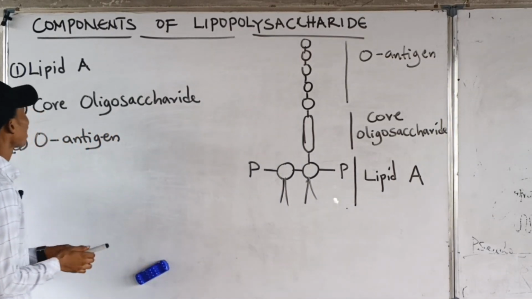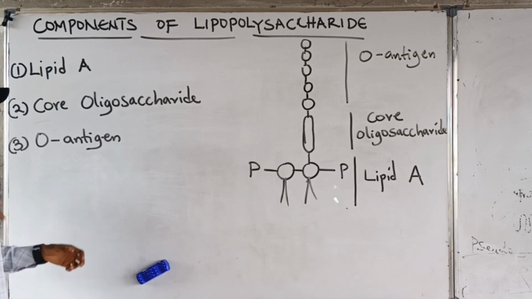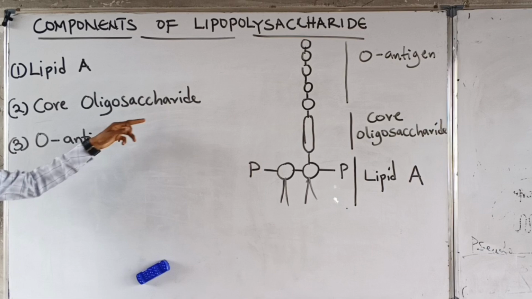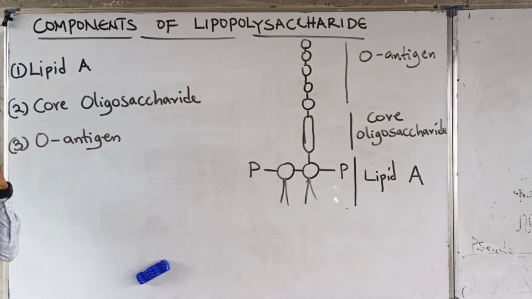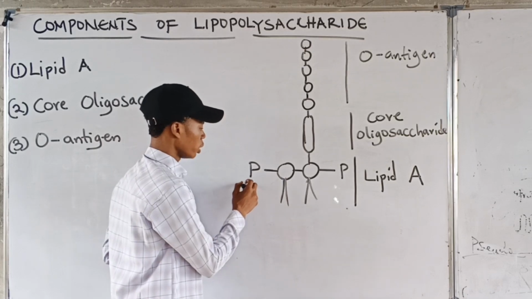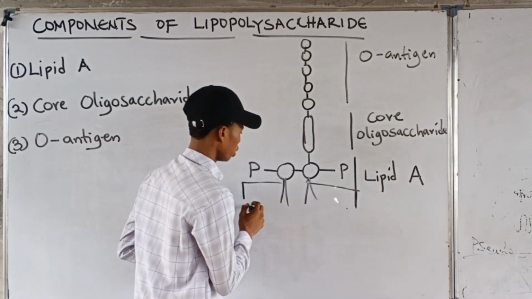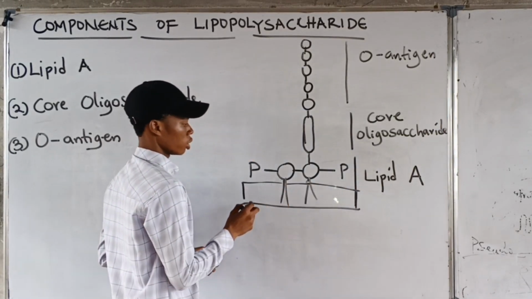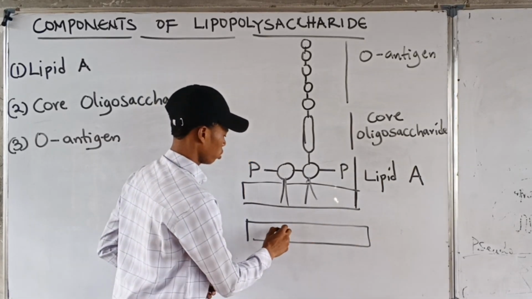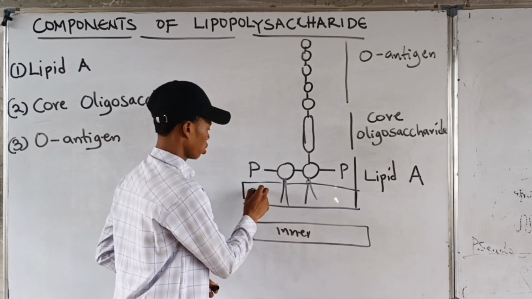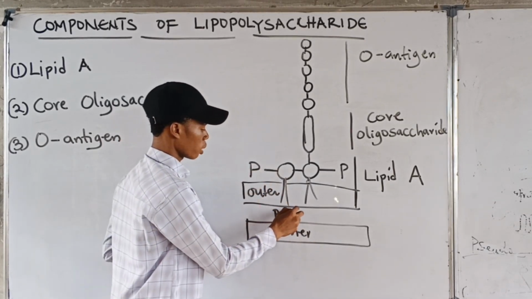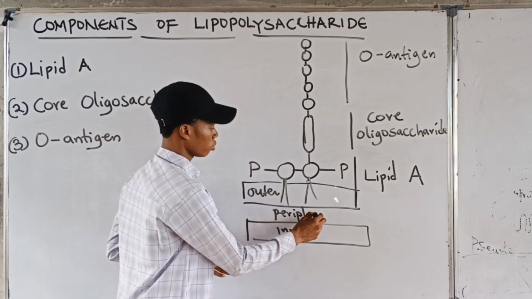The lipopolysaccharide has three main components. We have lipid A, we have core oligosaccharide, and we have the O antigen. Now, I'll use this diagram here to explain that. Let's assume this is our outer membrane of the gram-negative bacteria. This is the inner membrane. And remember, the space between the outer and the inner is called the periplasmic space, or the periplasm.